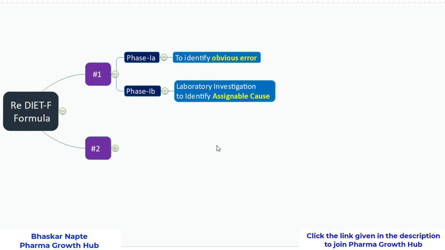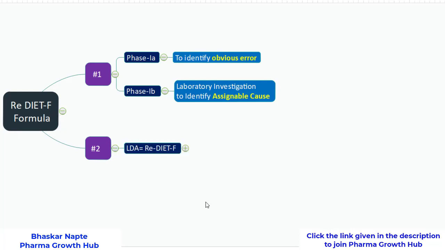So these errors are classified as the assignable cause. So to understand the assignable cause, you may have to conduct the lab investigation or experiments. I hope you understand the difference between obvious error and the assignable error. Now the next important point is, during this discussion the interviewer may ask you, I understand how you are going to detect the obvious error, but please let me know how you are going to understand the assignable cause. And this question can be answered with the ReDIET formula.